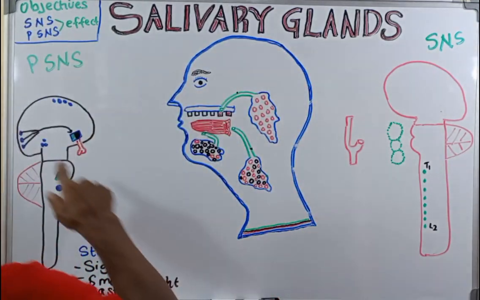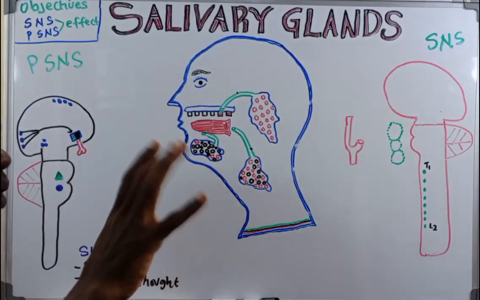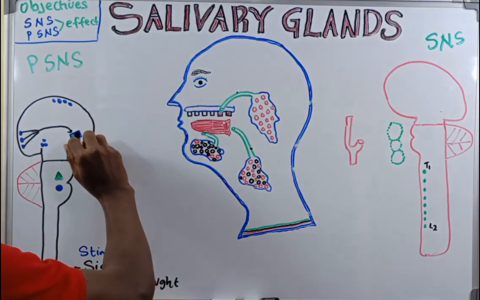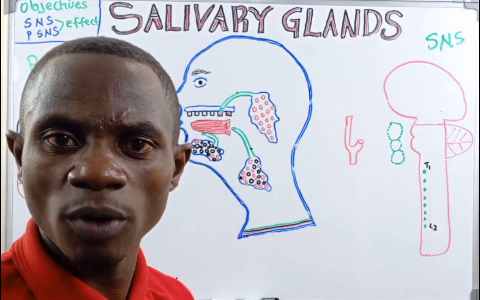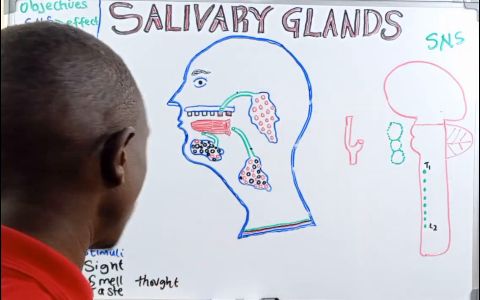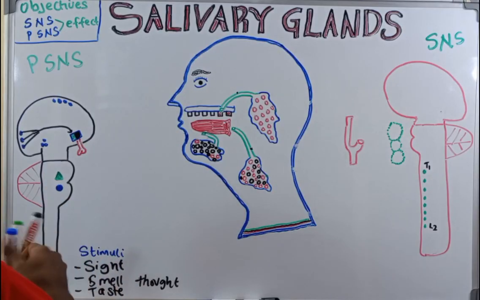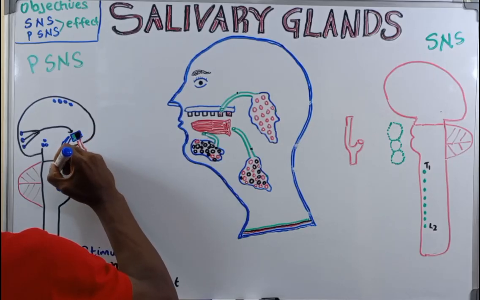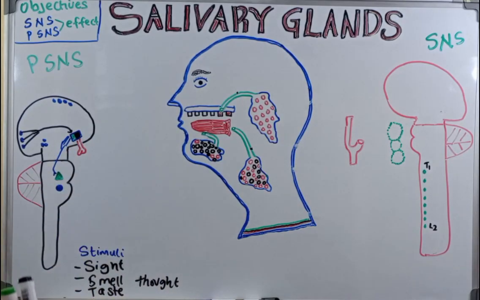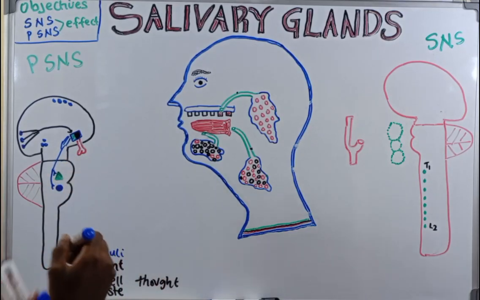So now, when it receives the messages from the visual cortex about the kind of food we have seen, it means that we're going to be activating the parasympathetic portion of what we call the hypothalamus. Now, the hypothalamus is going to be giving off fibers, giving off axons, which will move down and stimulate this nucleus, and also stimulate this other nucleus.